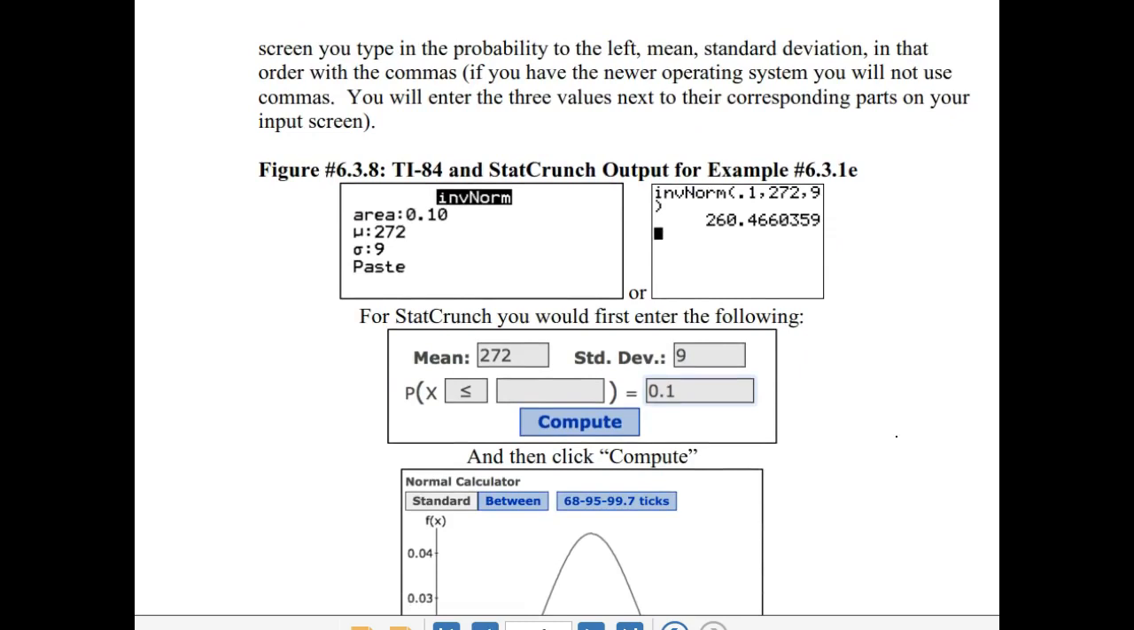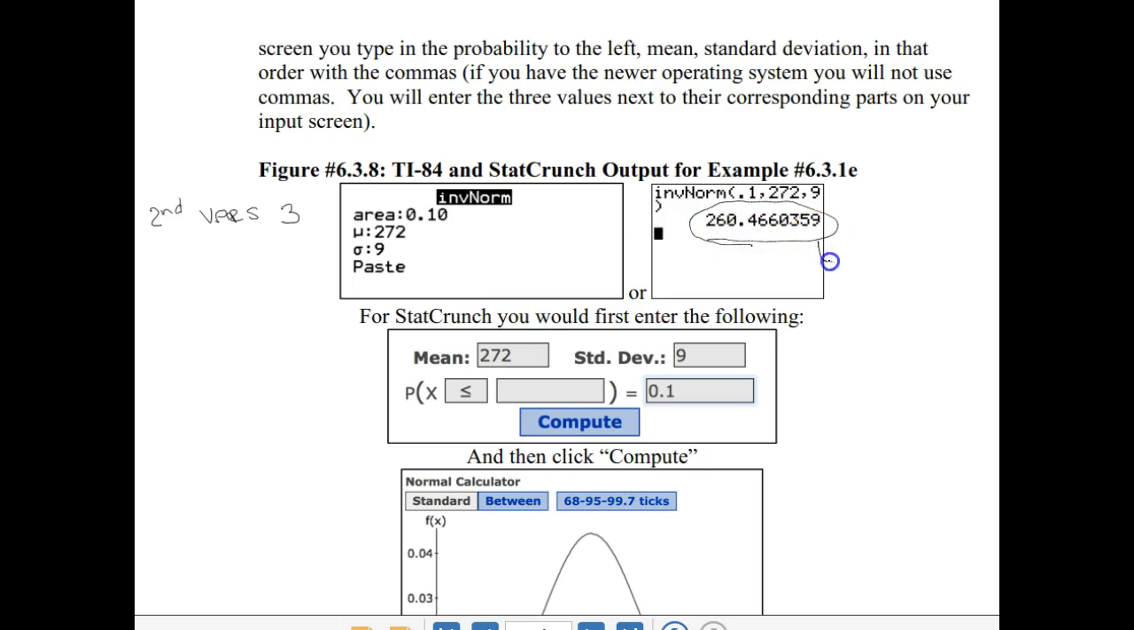Depending on whether you have the older or newer operating system, either way, you start by hitting second, variables, and choosing option 3 for inverse norm. The area that's asked for is always the area to the left, which is what we were given, 10%, so 0.10, the mean of 272, and a standard deviation of 9. Then we would highlight paste and hit enter. Otherwise, if you have the older model, it will just say inverse norm and it's blinking, waiting for those 3 inputs separated by commas. So you would enter 0.1, 272, 9. In either case, once we hit enter, we would see this displayed on the output screen.